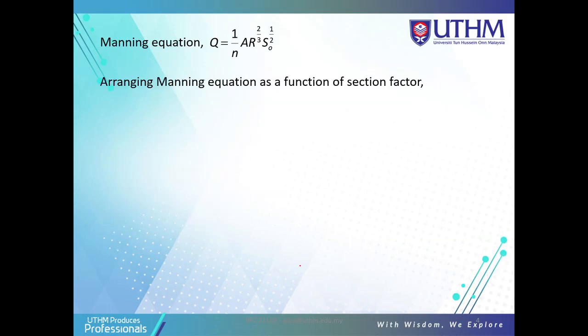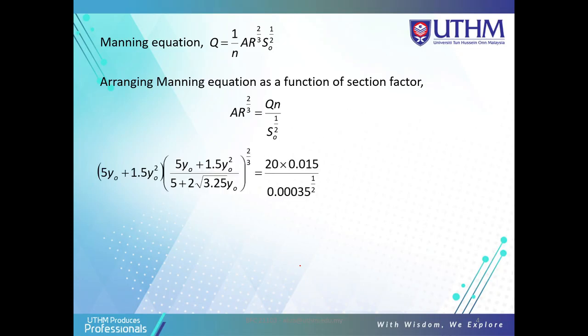So we use the Manning equation using the section factor Z. Okay, using this Manning equation, you just pull it out and fill into this. At the left side, A R to the power of 2 over 3, and at the right side here, K Q N divided by S0 to the power of 1.5.